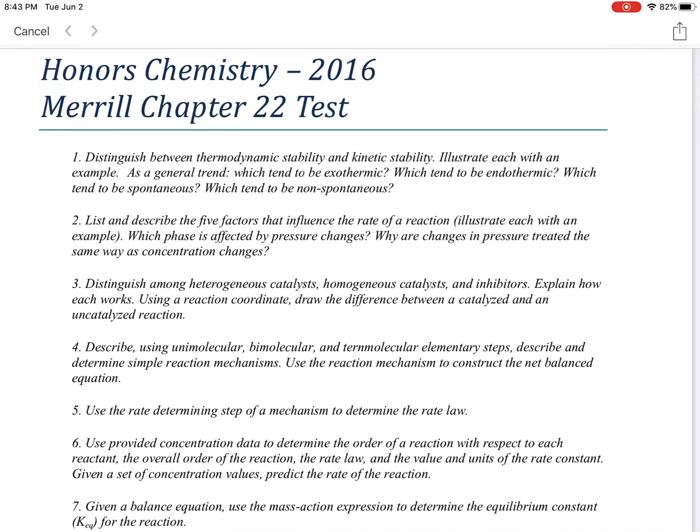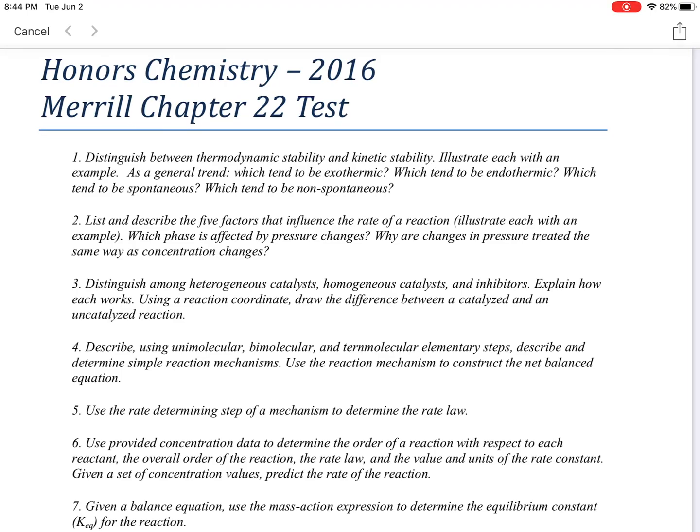1, distinguish between thermodynamic stability and kinetic stability. So again, just conceptual in terms of multiple choice questions. As a general trend, remember this is just a trend, it doesn't mean all 14 million chemicals follow these rules, which tend to be exothermic, which tend to be endothermic. Thermodynamically stable tend to be endothermic, thermodynamically unstable tend to be exothermic.